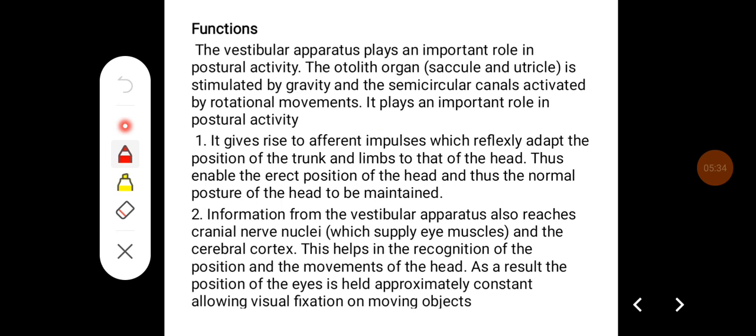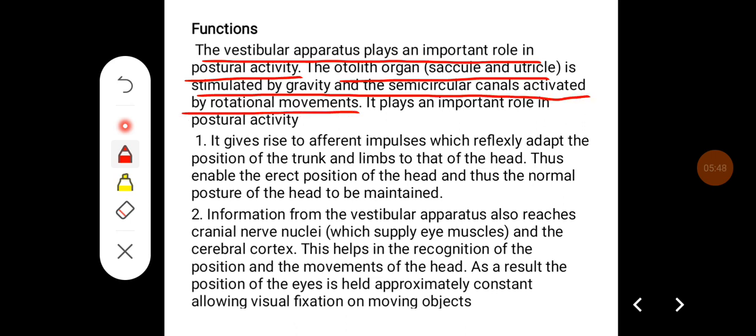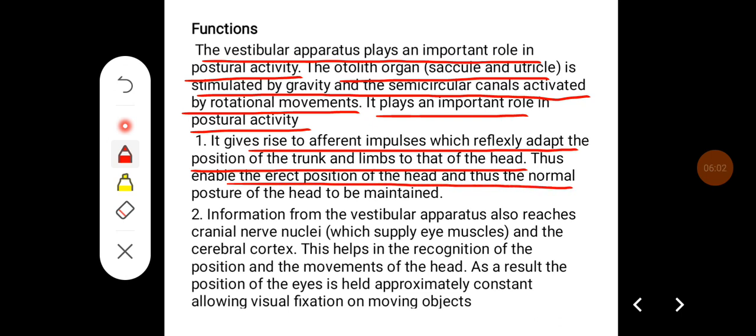Functions of vestibular apparatus. Vestibular apparatus plays an important role in postural activity. The otolith organ, saccule and utricle, is stimulated by gravity and semicircular canals are activated by rotational movements. It plays an important role in the postural activity as it gives rise to afferent impulses which reflexly adapt the position of the trunk and limbs to that of the head, thus enabling the erect position of the head and thus the normal posture of the head to be maintained.